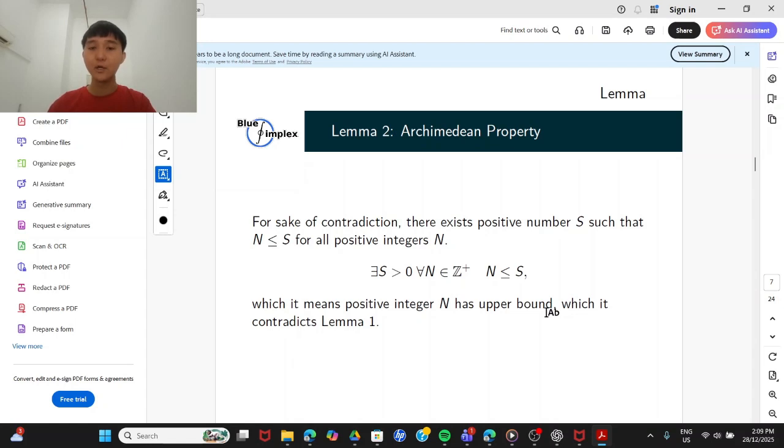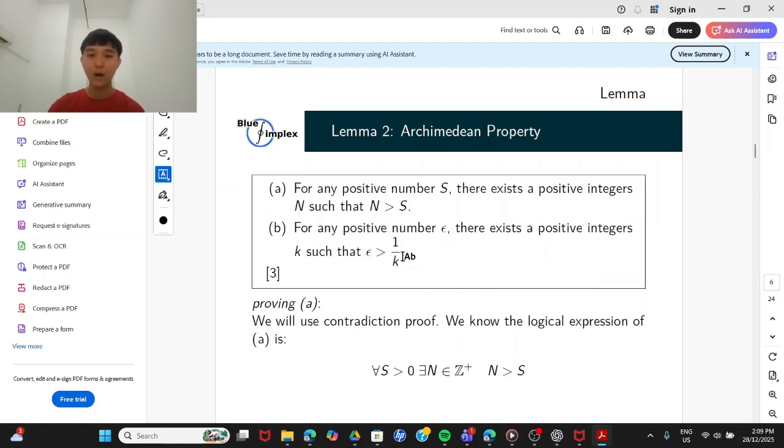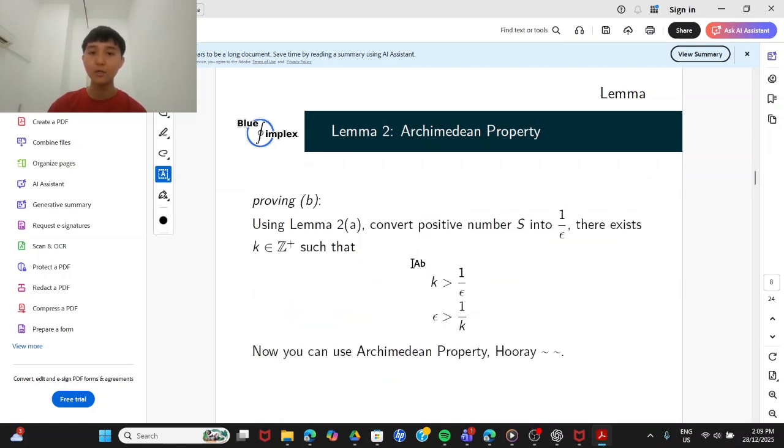How about level 2b? Using level 2a, convert the positive number s into 1 over s0, and then there exists a positive integer k such that k is larger than 1 over s0. This is derived from level 2a. Our target is to achieve this proof. So how can we do it? Move the epsilon to the left side and k to the right side, so we can prove this one using the Archimedean property right now.